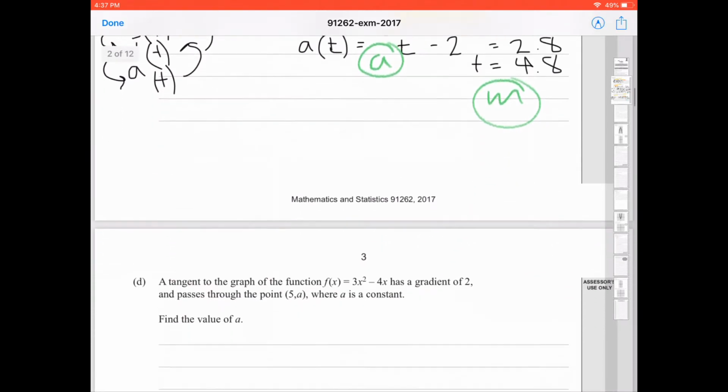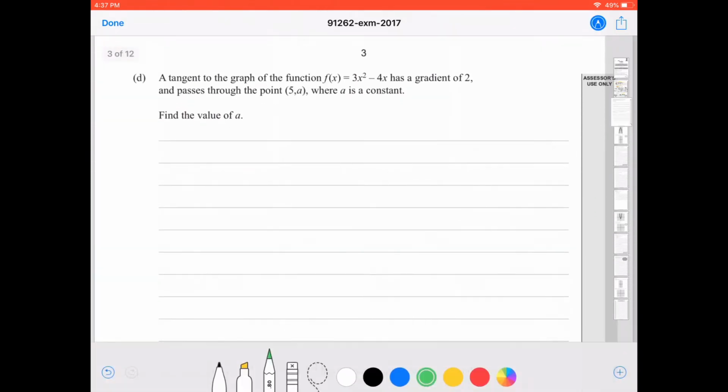Pretty straightforward. Question 1d, a tangent to the graph of the function f of x equals 3x squared minus 4x has a gradient of 2 and passes through the point (5, a), where a is a constant. Find the value of a. Okay, so we've got this function, f of x equals 3x squared minus 4x.